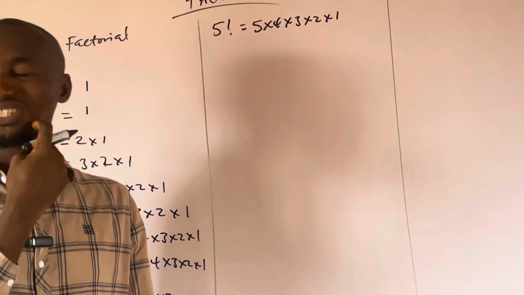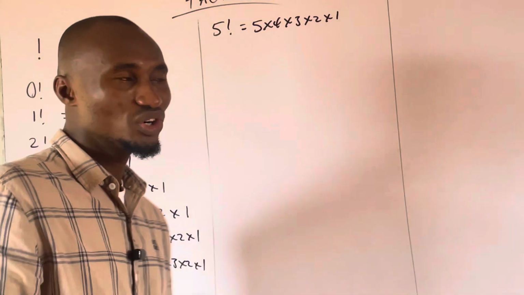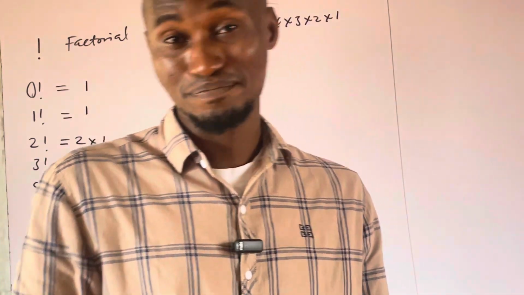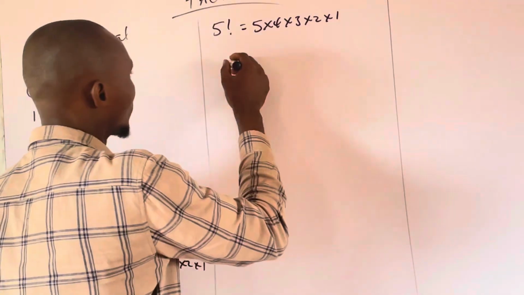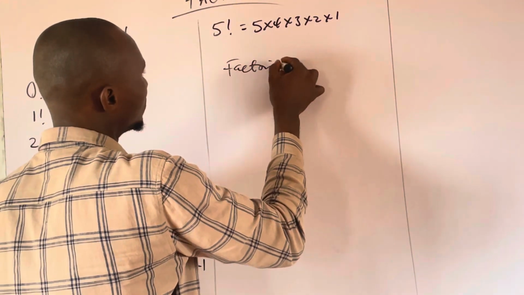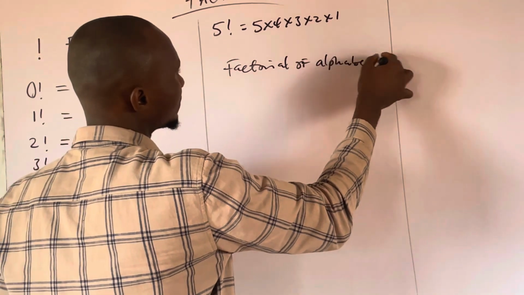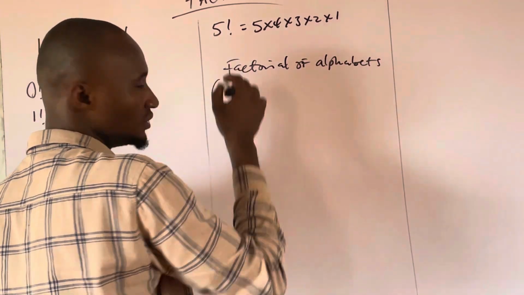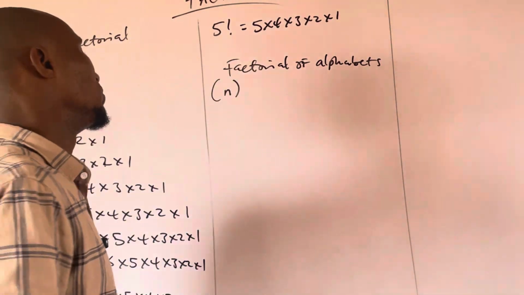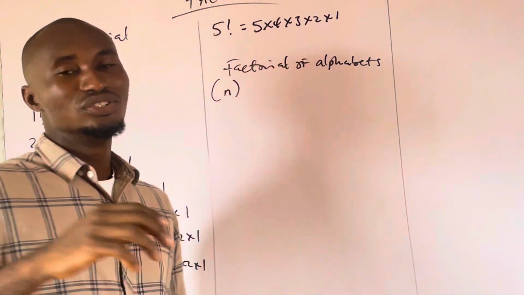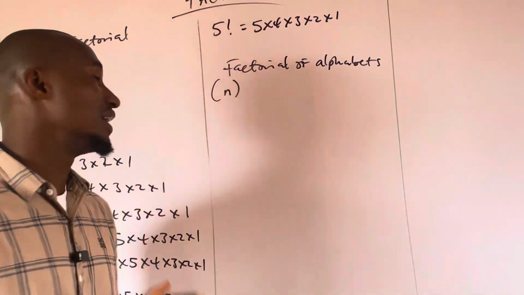Now, what I'm about to teach in today's class is factorials of alphabet. Factorials of what? Alphabet. And the alphabet in question is n, because we normally use n. But before we do that, I want to strike a balance using factorials in numerals.